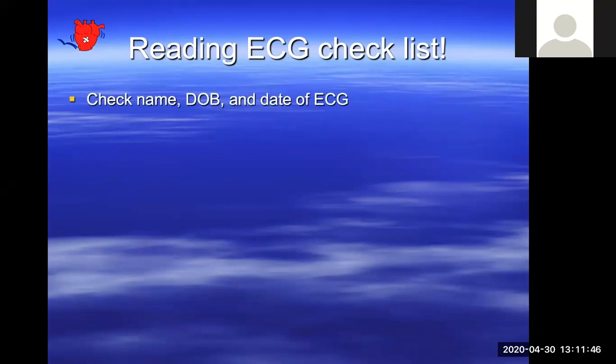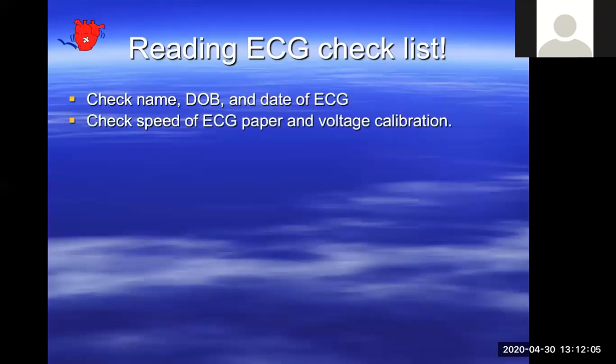The first thing you look at is the name. It's not infrequent that you will actually be looking at the wrong patient's ECG, so make sure you look at the name of the patient in front of you. Make sure it is the same date, so you're not looking at an old ECG and managing the patient based on it. As I said before, you have to check that the speed and the voltage are calibrated correctly.